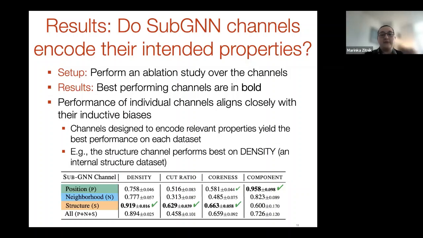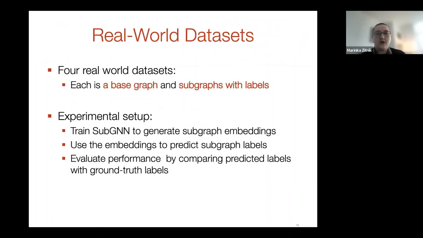If we turn off the position and neighborhood channel, we see that performance is really poor. But if you use the structural channel, performance of the model is very high, indicating that the structural channel can capture the relevant information, which is exactly what should happen because the structure is determining subgraph labels. Okay, so the synthetic data sets allowed us to study the architecture of the algorithm.